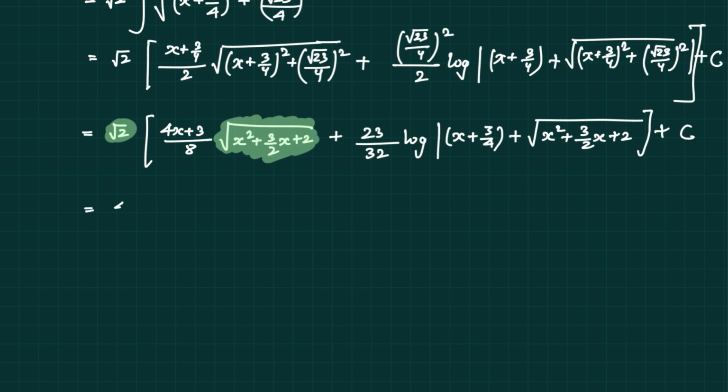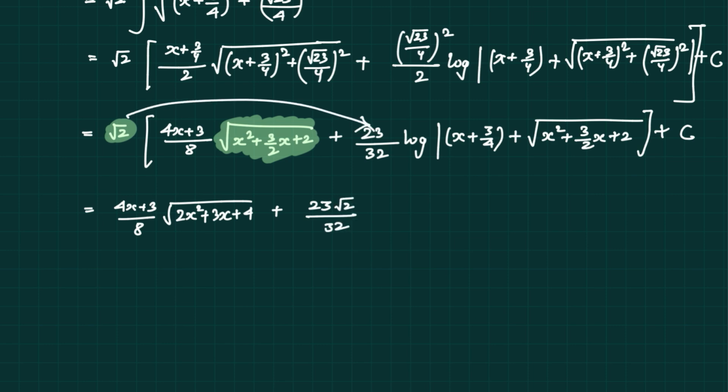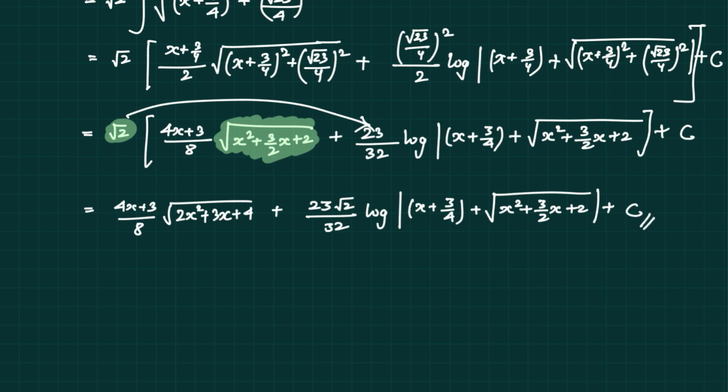So here it will be (4x plus 3) by 8 into the original function, which was 2x square plus 3x plus 4, plus 23 root 2 by 32. Don't forget to multiply here also. Log of x plus 3 by 4 plus square root of x square plus 3 by 2x plus 2, plus constant of integration.